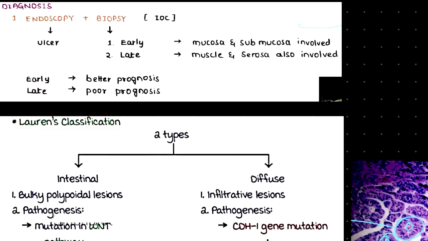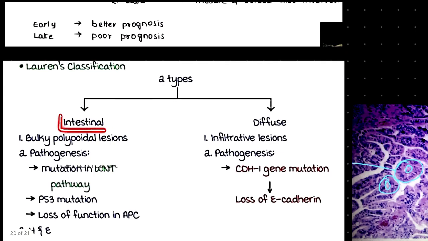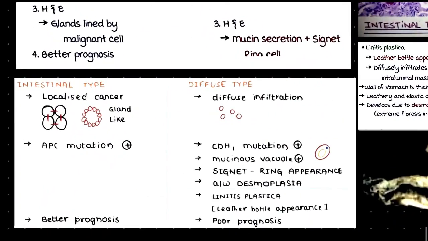Okay, now talking about the most important one, histological classification or Lauren classification, right? In the histological or Lauren classification, we have two types. One is intestinal and another is diffuse type, right? Intestinal and diffuse type. Okay, I'd like to take you toward this table, right?